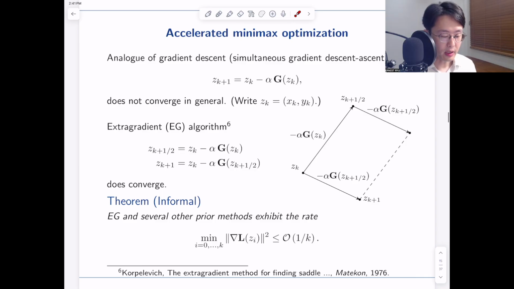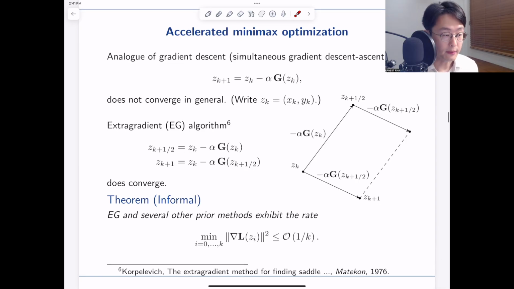Okay, so then how do you solve this minimax optimization problem? One might think, let's just do basically gradient descent. The analog of gradient descent, which is referred to in this case as simultaneous gradient descent ascent, has this form. Given a position zk, we get to the next iterate zk plus 1 by moving in the negative alpha g direction. This algorithm, however, in general does not converge. There's a simple counterexample for which this diverges.